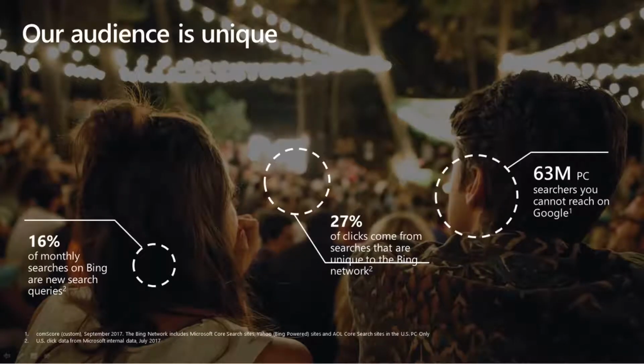Also, the Bing audience is unique. While we're bigger than people think, what's truly different about us and what differentiates us is the makeup of our audience. Bing has 63 million searchers that cannot be found on Google. 27% of the clicks that we get come from searches that are unique to the Bing network and are not replicated elsewhere. Also, 16% of the monthly searches that we get are brand new searches. They've never been searched on before.